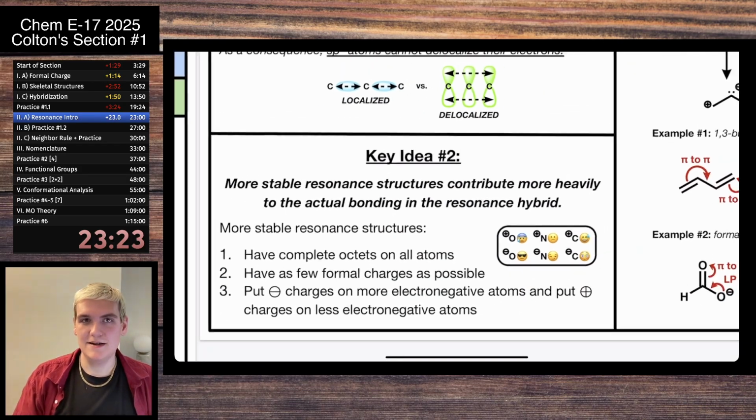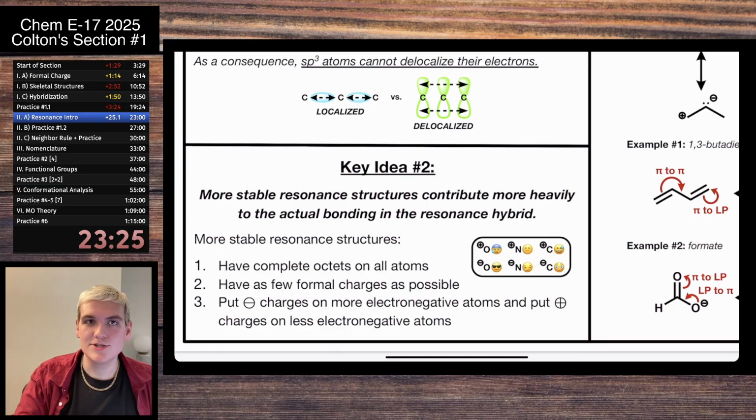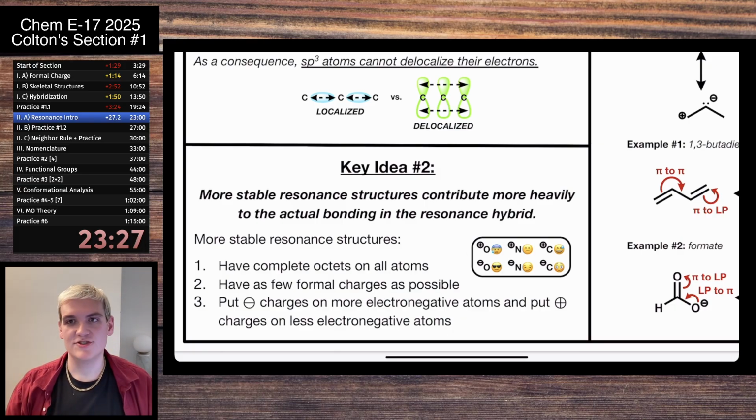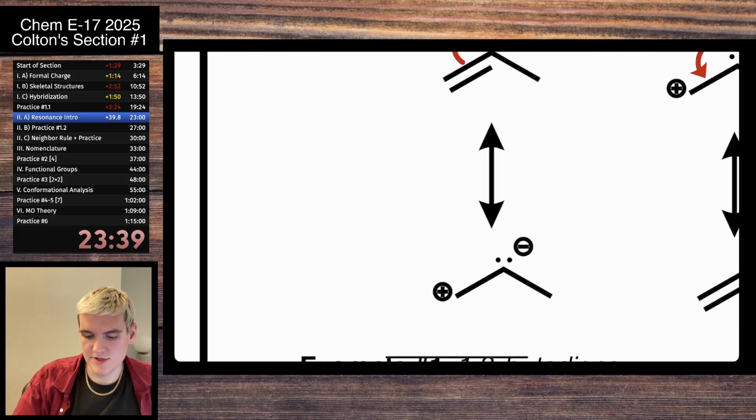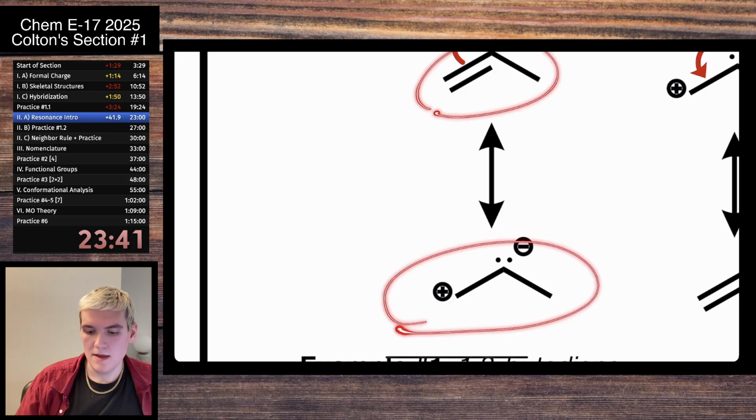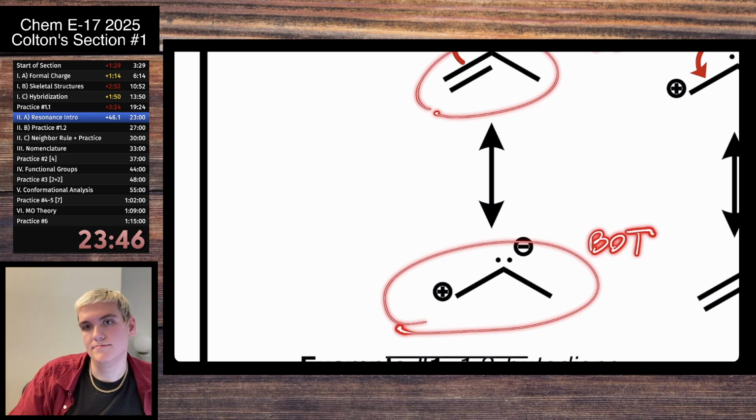Another key idea here is that when we have different resonance structures, not all resonance structures are created equal. Some resonance structures are going to give us a better idea of the actual bonding of a molecule than others, and it really depends on the stability of the resonance structure. So let's look at these two resonance structures for a molecule right here. The top one or the bottom one, which do you think is more stable? And maybe answer in the chat.